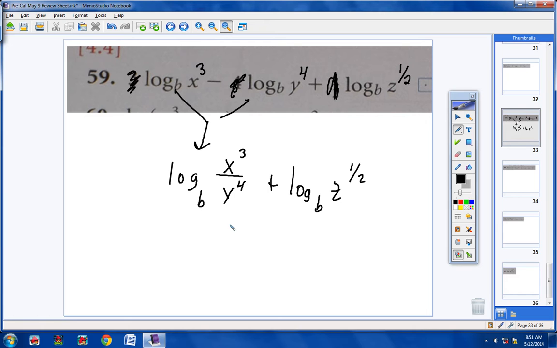Okay? Now, these two logarithms have nothing to the left. They have the same base. So you can take these two logarithms. You can write 1 logarithm. And notice these logarithms are being added, so you multiply their arguments. And really you can put z to the 1/2 over 1. So you have x cubed y to the 4th times this fraction over here, so your final answer would be x cubed z to the 1/2 all over y to the 4th. And this right here is your entire argument.